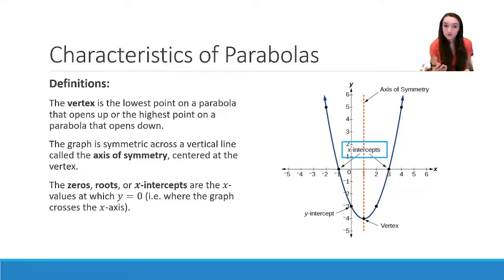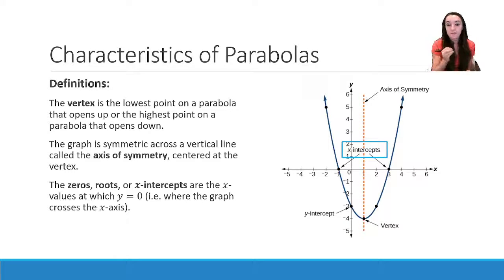Specifically, the zeros. So the zeros, also known as roots or x-intercepts, sometimes even called solutions, are the x values at which y equals 0. So i.e. where the graph crosses the x-axis. So all of these words are pretty much synonymous for us. So if I say zeros or roots or x-intercepts, they all mean the same thing. So in this case, we have two x-intercepts.